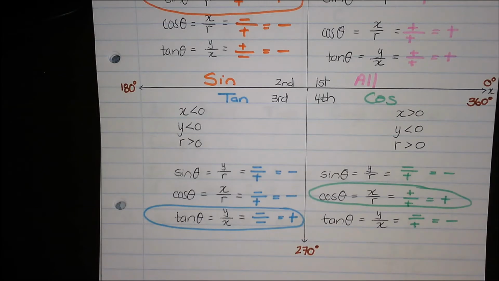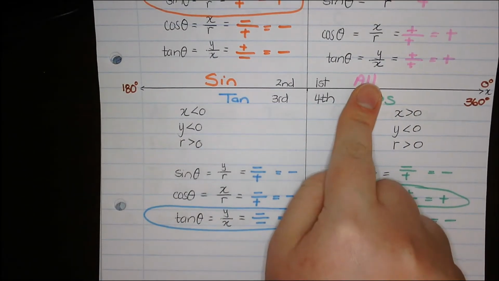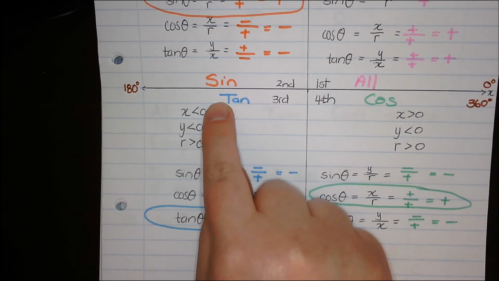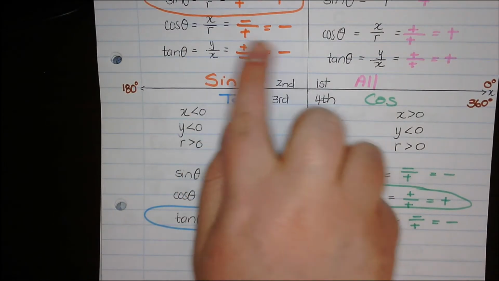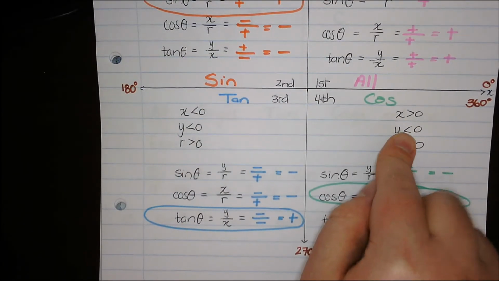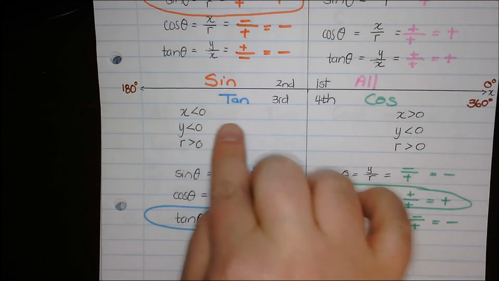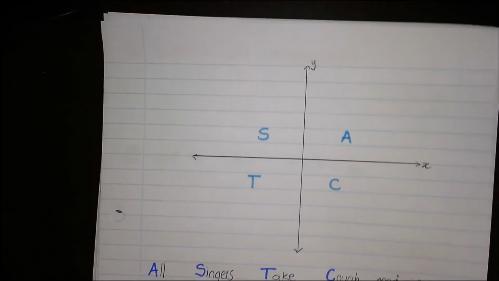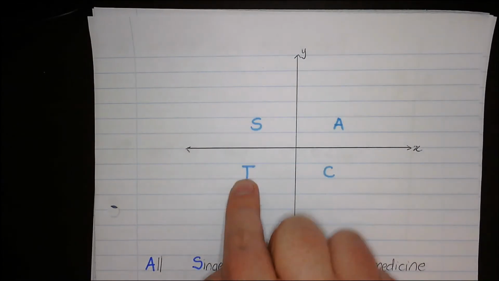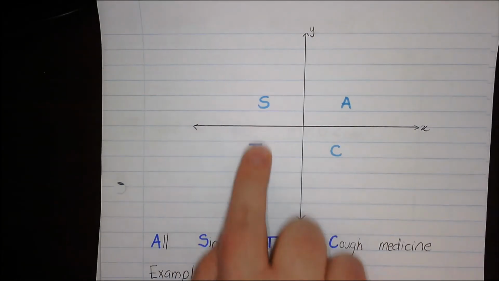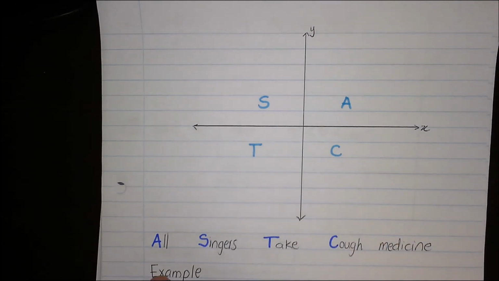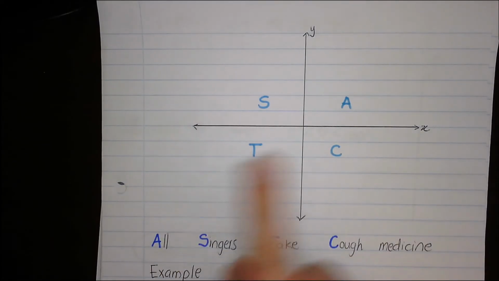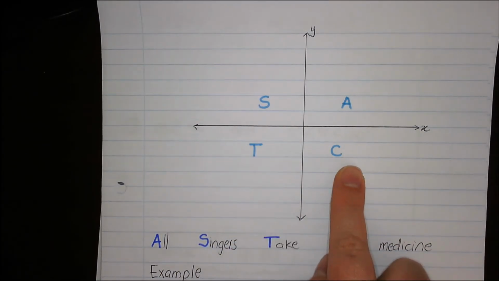Alright, so this is always true. All ratios are positive in the first quadrant, sine is positive in the second, tan is positive in the third, and cosine is positive in the fourth. That means that everything that's not marked here is going to be negative. Okay, we remember it in this way. We call it the CAST table because it spells CAST: cosine, all, sine, tan. Or you can remember it if you want to go with the quadrants, first, second, third, and fourth: All Singers Take Cough Medicine.